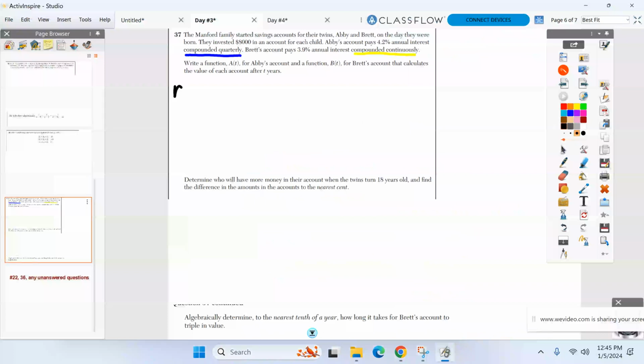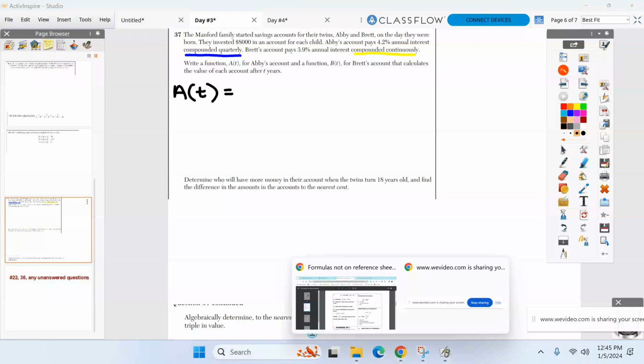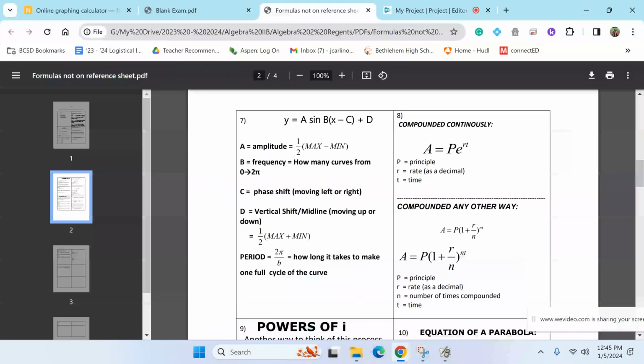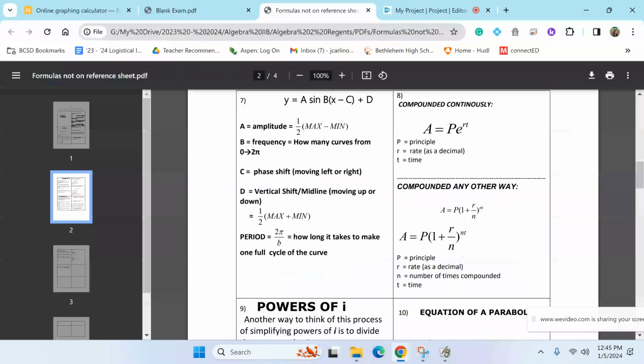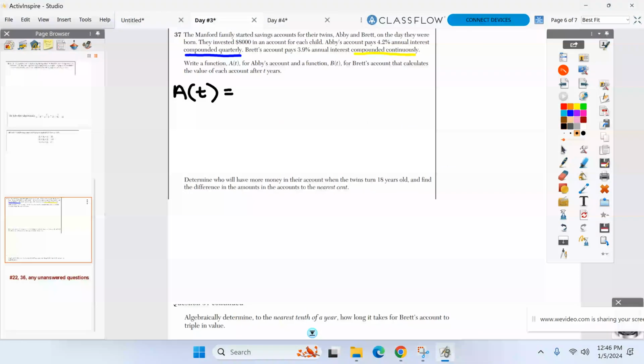So let's do Abby first. Hers was compounded quarterly, right? So I'm going to use that second one right here, compounded any other way but continuously. So it's P, and we don't have to write this out, but P for principal, which is for us what?